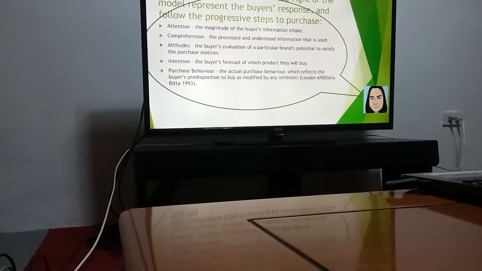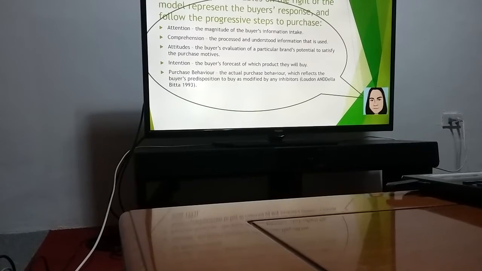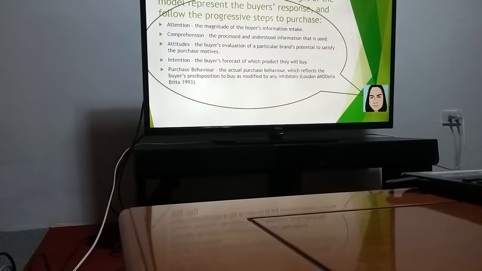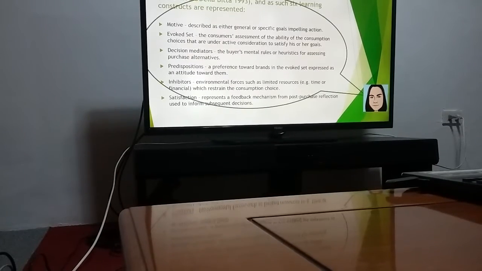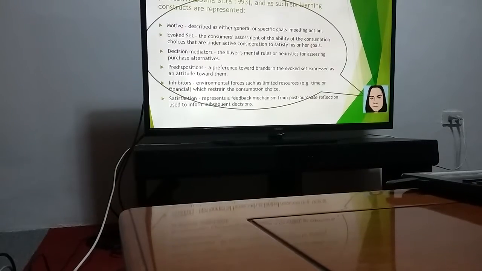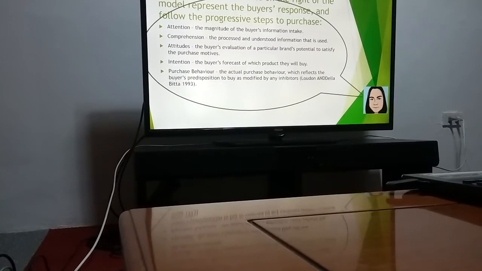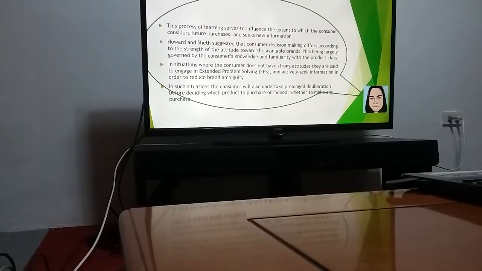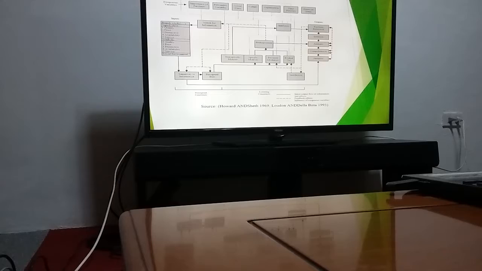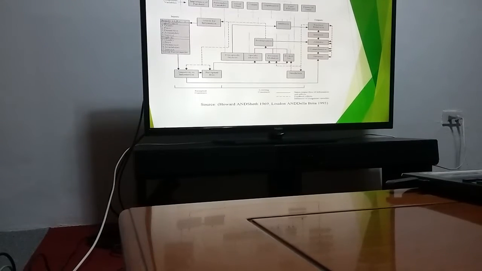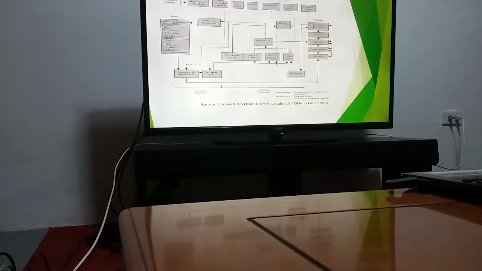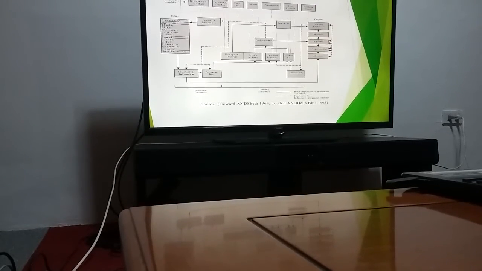So, the 5 output variables on the right of the model represent the buyer's response and follow the progressive steps to purchase. Balik na naman tayo sa table. Okay, so, ano yung sabi niya kanina? The 5 output variables. Right. 5 output variables. So, those are the purchase behavior dun sa 1, 2, 3, 4, 5 na boxes dun sa right side. Purchase behavior, intention, attitude, comprehension, and attention.